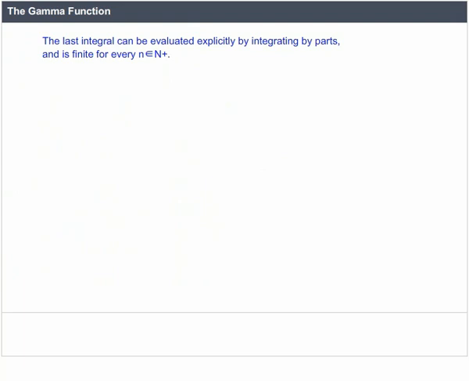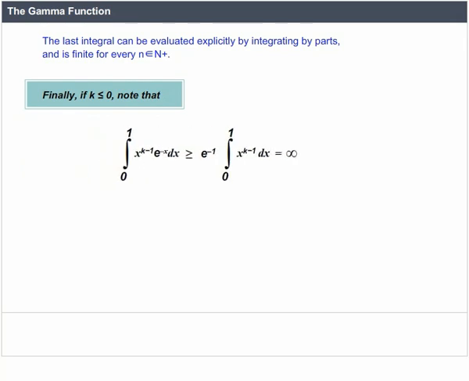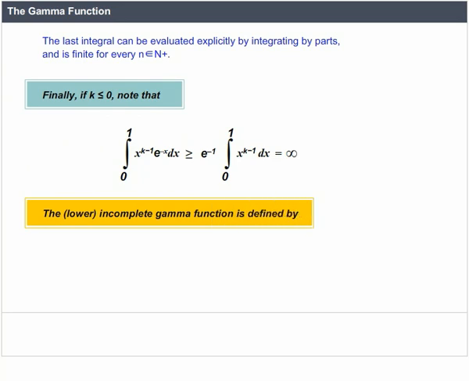and is finite for every n belongs to N plus. Finally, if k is less than or equal to 0, note that integral 0 to 1 x power k minus 1 e power minus x dx is greater than or equal to e power minus 1 integral 0 to 1 x power k minus 1 dx equal to infinity. The lower incomplete gamma function is defined by gamma of k comma x equal to integral 0 to x t power k minus 1 e power minus t dt, where k comma x belongs to 0 comma infinity.